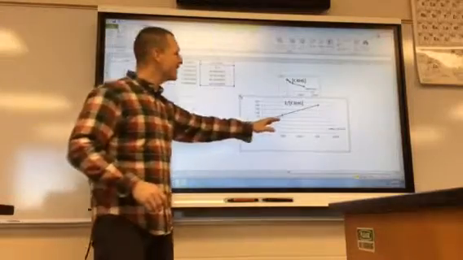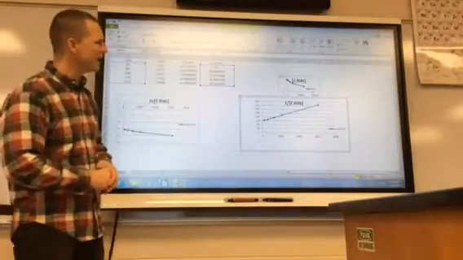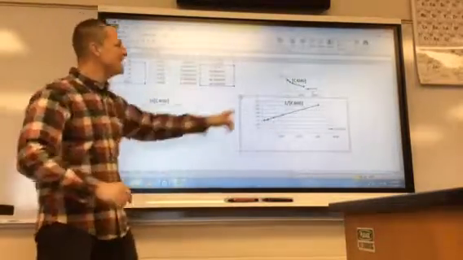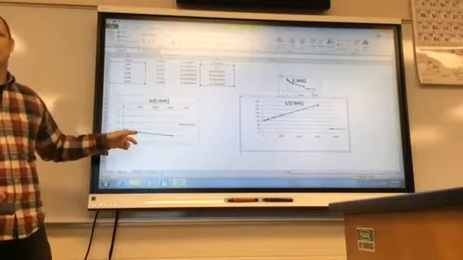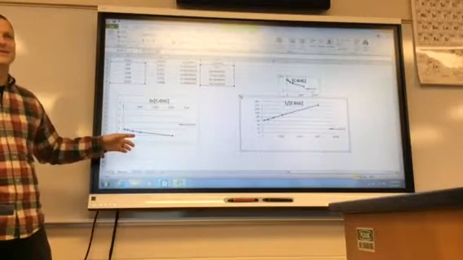Now, here's our second order graph, the inverse of the concentration. Notice there's a positive slope. Is that more straight than that? Yeah. Are you positive? No.